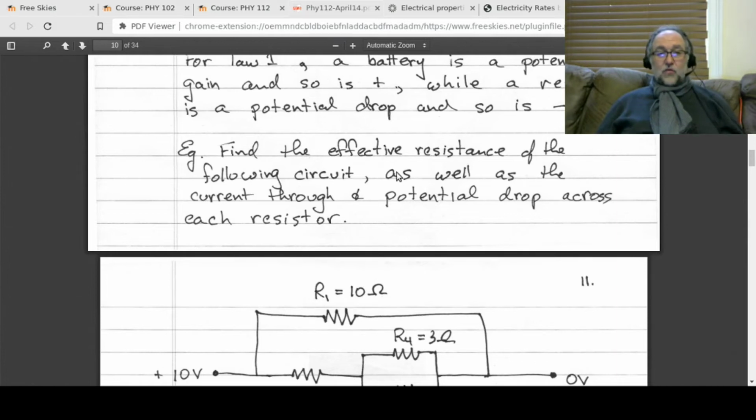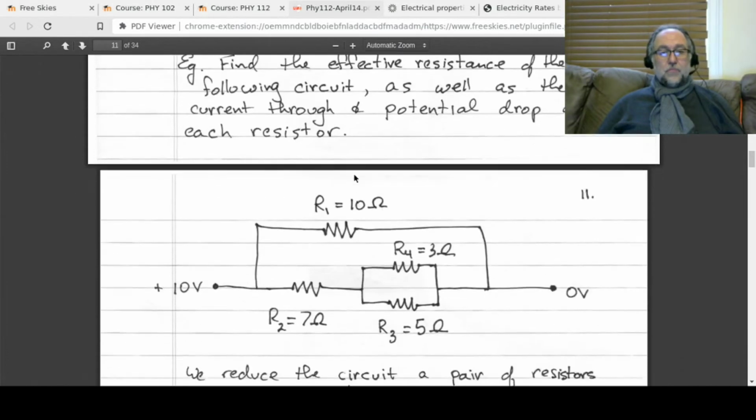So once again, we want the effective resistance of the whole circuit, and then by working the problem backwards from our solution, find the current through each resistor and the potential drop across each resistor. Okay, let's start. So here's the circuit.